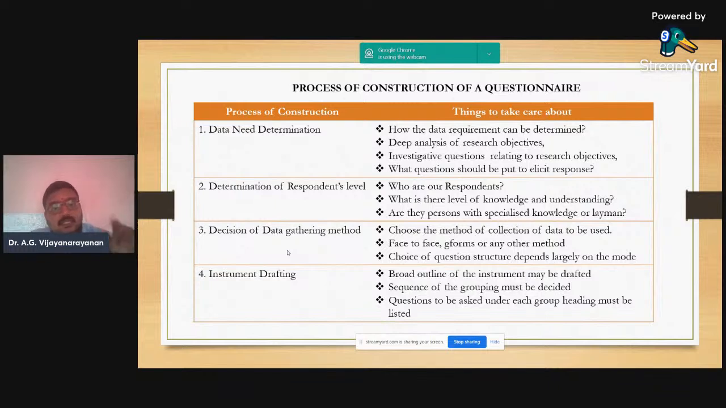Once you do all these things, now comes the instrument drafting. Drafting the instrument means shaping and designing the questionnaire. First, a broad outline of the instrument may be drafted. Each one has meaning. Let's say consumer satisfaction. Just for an easy example, let me say I want to find out whether people are satisfied with this session. That is the Google Form that I need to prepare.